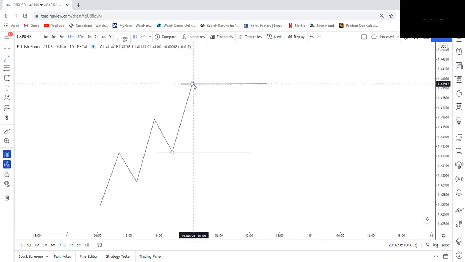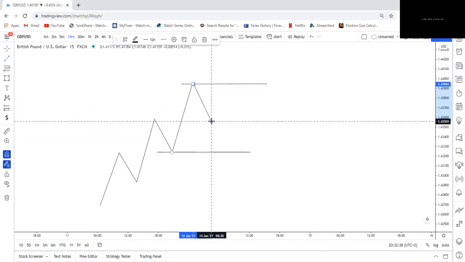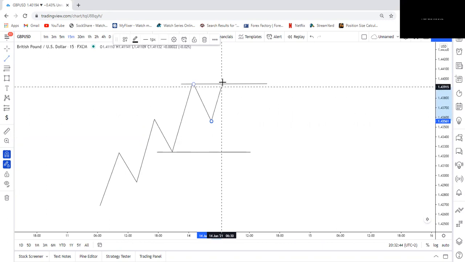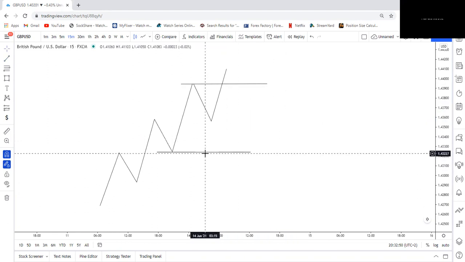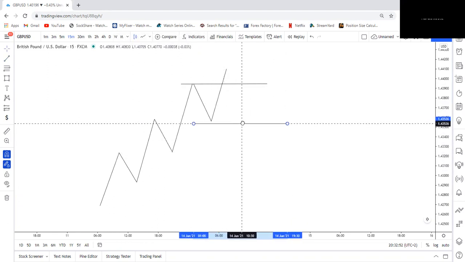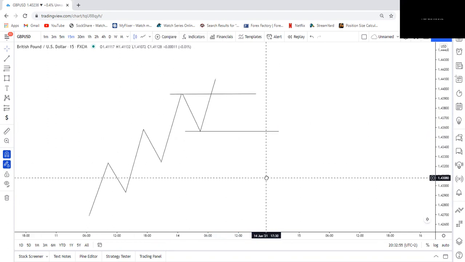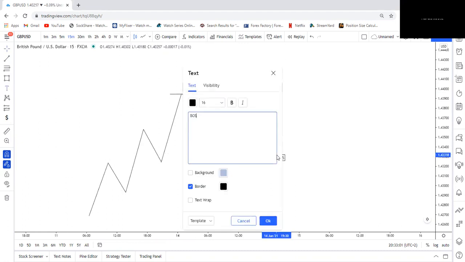So for example, we get a pullback right here, a higher low or potential higher low. We don't necessarily know that it's a higher low as of yet. We then get a pullback, we get a push up, a higher high. And what do you do now? Now you adjust your key level right here to the last higher low. So as I explained, let me type this here. We're going to call this a BOS, which is break of structure. It simply means the break of a higher low or lower high.